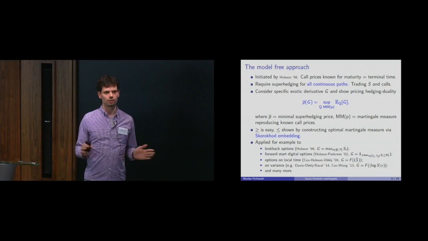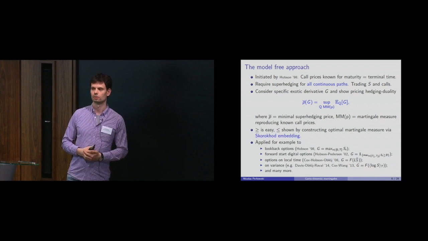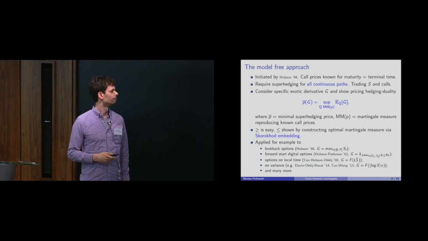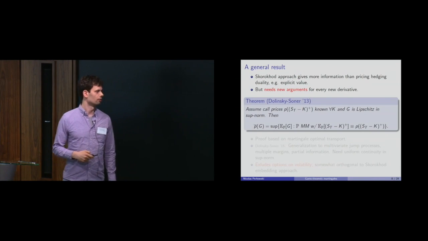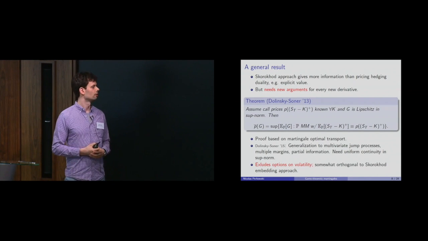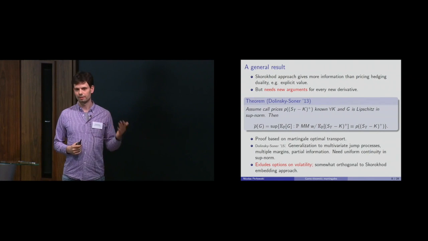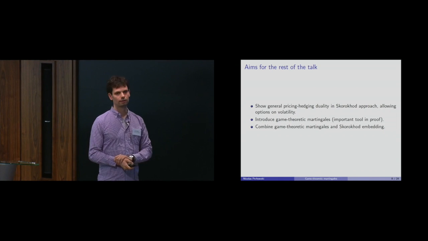And quadratic variation, same thing. You can approximate Brownian motion by smooth paths, so quadratic variation is also not continuous in the sup norm. So it's somehow orthogonal to the works of Hobson and all the works that followed. Right, so the aim is, that's then where we come in.